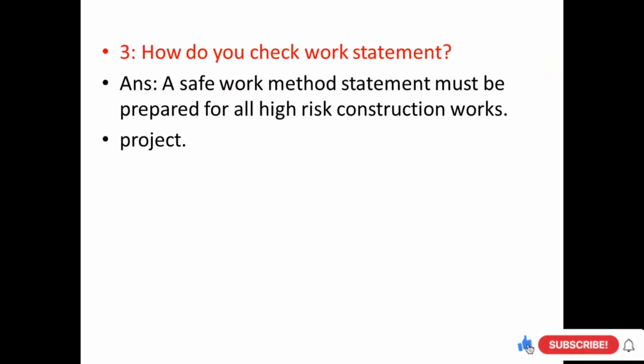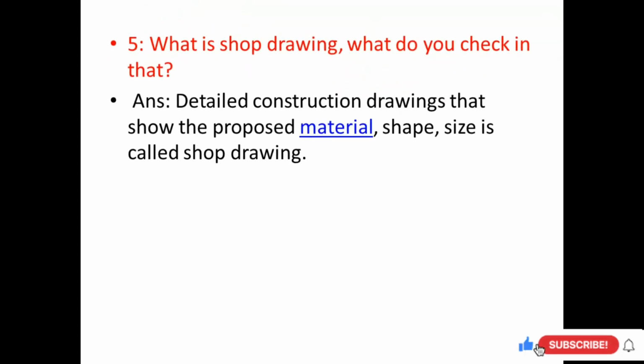Question number 3 is, how do you check a work method statement? Answer है, a safe work method statement must be prepared for all high risk construction works or projects. Question number 5 है, what are shop drawings? What do you check in that? So its answer is, detailed construction drawings that show the proposed material, shape and size are called shop drawings.